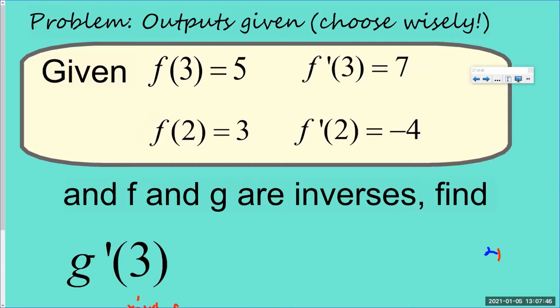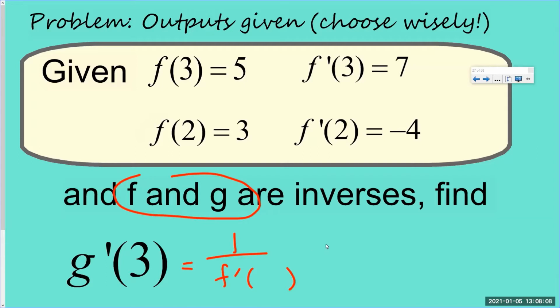So they give you a whole bunch of things about f and f prime, and it says f and g are inverses. This is the key thing. If you know that f and g are inverses, then you write the formula. G prime equals what? 1 over f prime. That's just how you start out. That's always your answer, if you could find this answer.